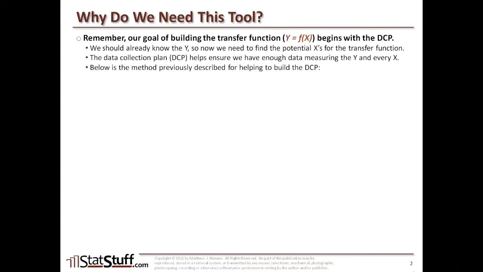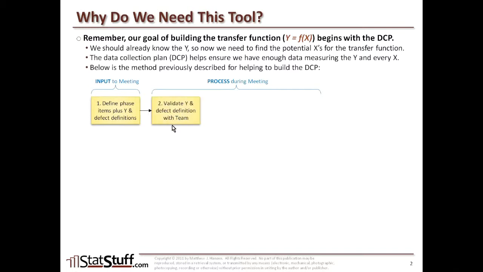So what we're going to review again is the overall method for how we might build the DCP. It starts off, as an input to our meeting with the team, with making sure we have the defined phase items, which would also include the y and the defect definitions. All those things that we should have up to this point, make sure we have those already defined before the meeting even begins. And then for the meeting itself, the process that we will follow is going to begin with this next step, which is validating the y and the defect definition with the team to make sure they agree with it.